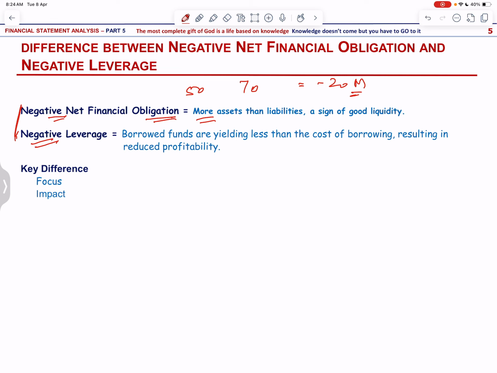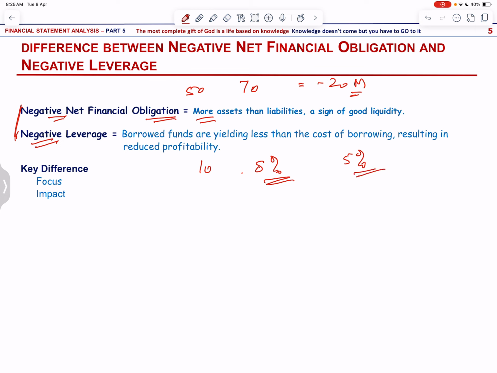Negative leverage generally suggests that borrowing is not yielding a positive return and it can be harmful to a company's performance. It often occurs when the return on an investment is lower than the interest or costs associated with the borrowed funds. For example, a company borrows 10 million at an interest rate of 8% and invests it in a project that yields only 5% return. Now, in this case, the company is experiencing negative leverage because it is paying 8% interest on borrowed money but only making 5% on its investment.